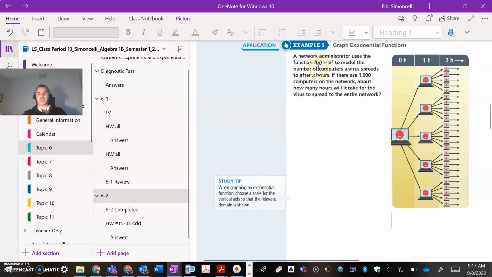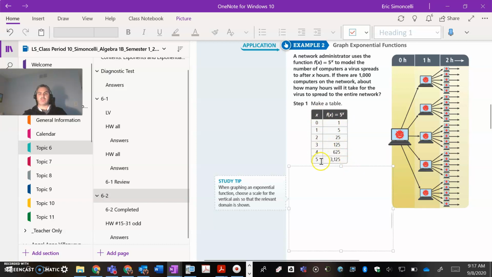So the function they give you here, f of x equals 5 to the x, is modeling what's happening after 1 hour and then 2 hours. Look at the growth, and this is an exponential growth of this particular virus spreading. Let's take a look and see, mathematically speaking, how we can attribute things. Step 1, make a table. So here's your table.